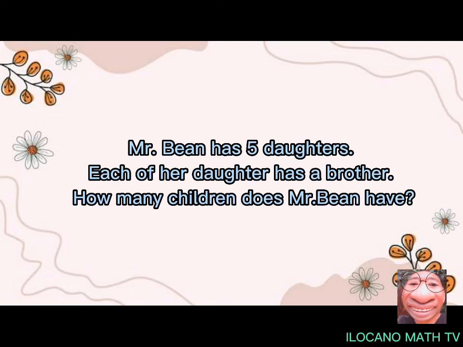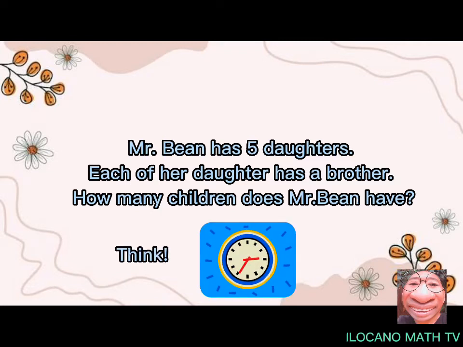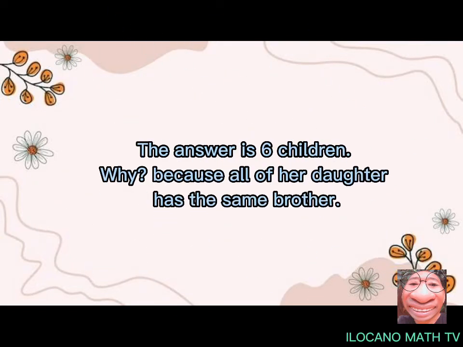Mr. Bean has 5 daughters. Each of her daughters has a brother. How many children does Mr. Bean have? The answer is 6 children. Why? Because all of her daughters have the same brother.